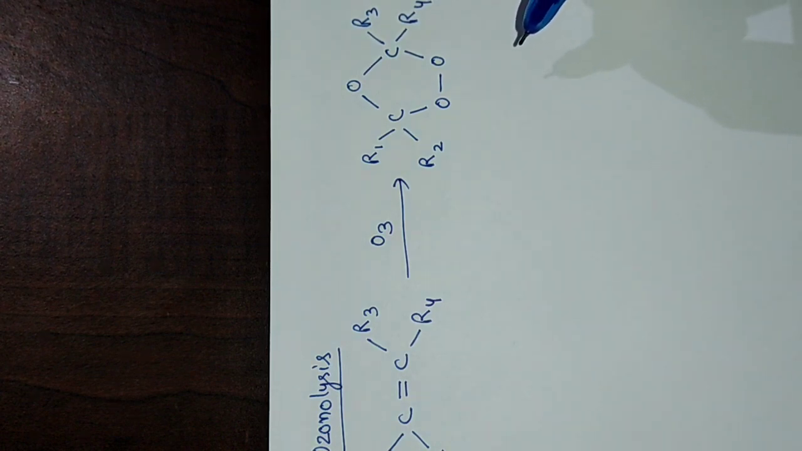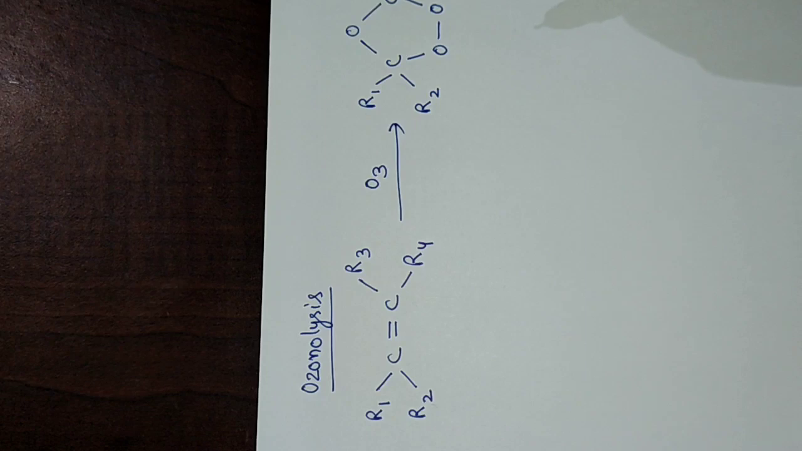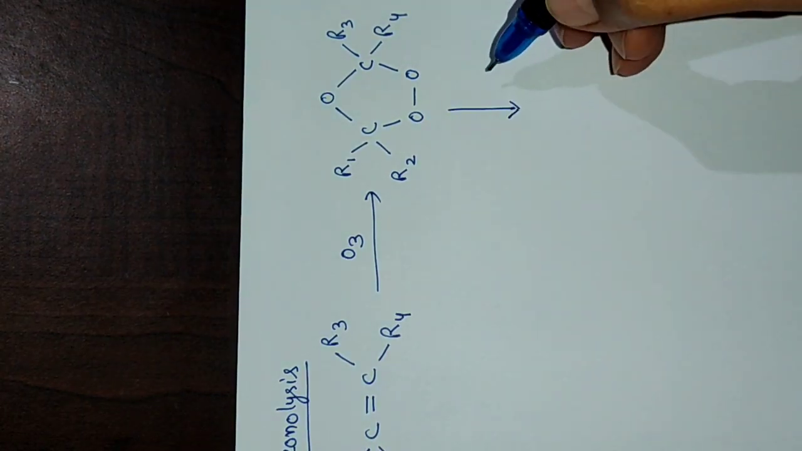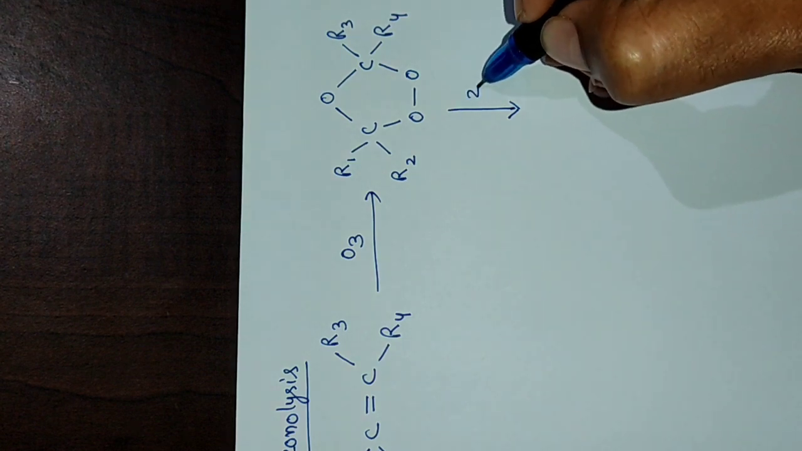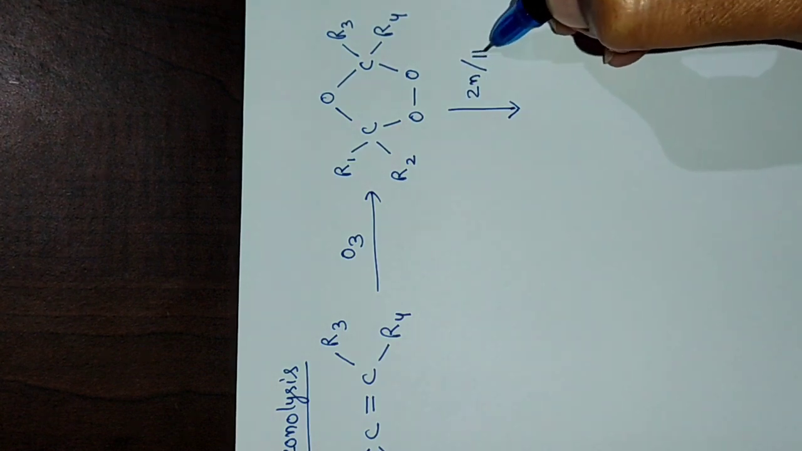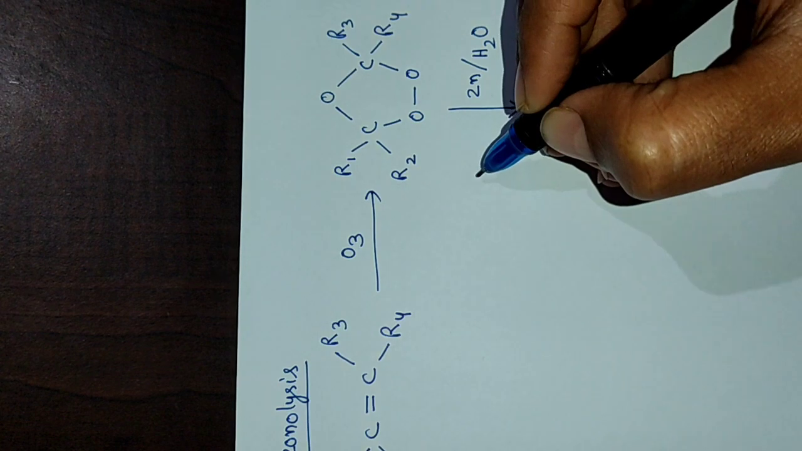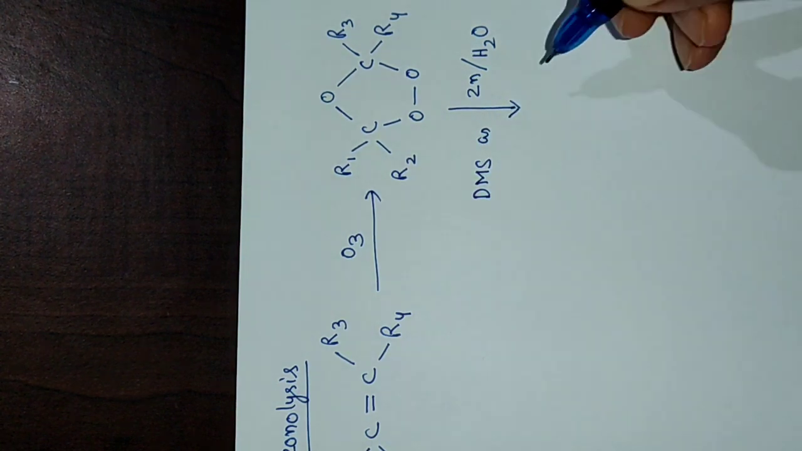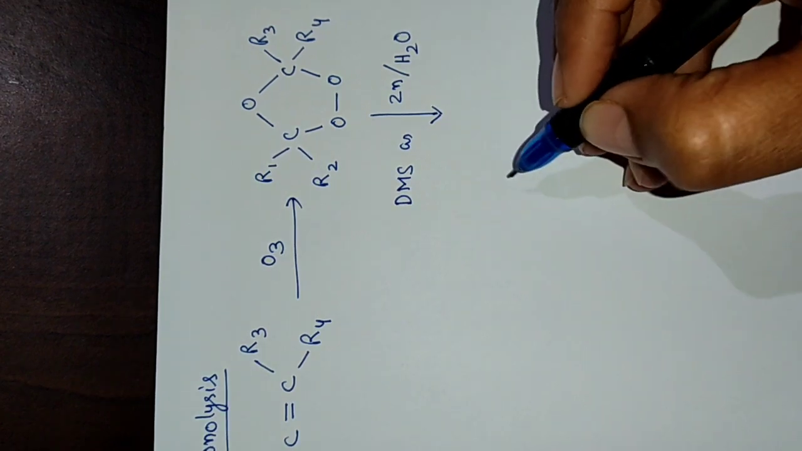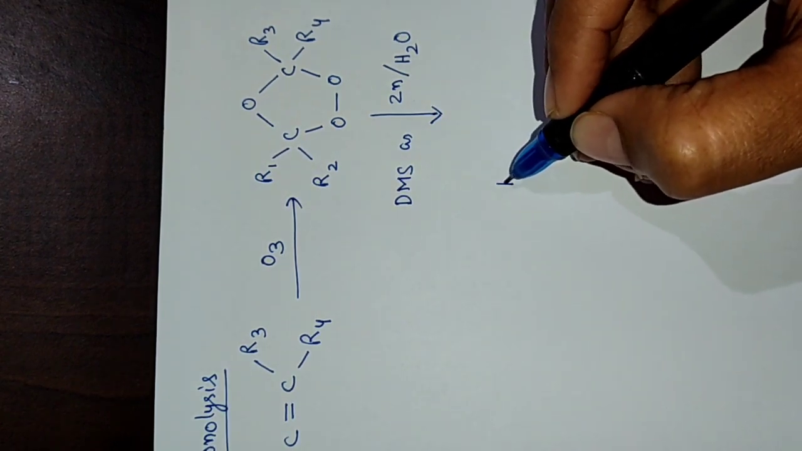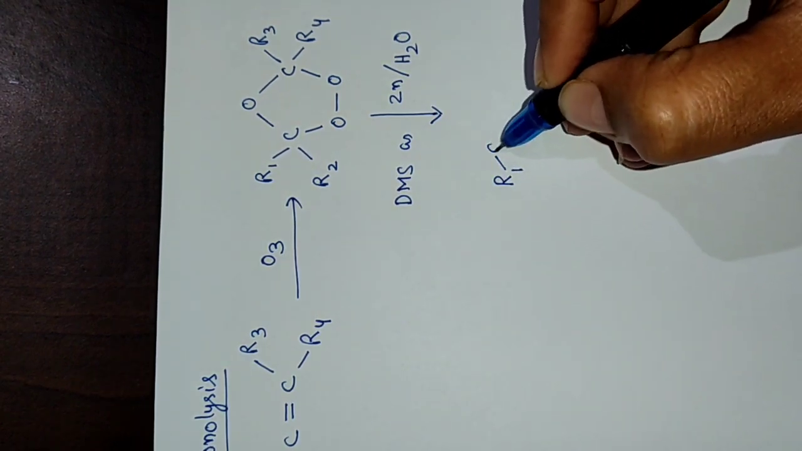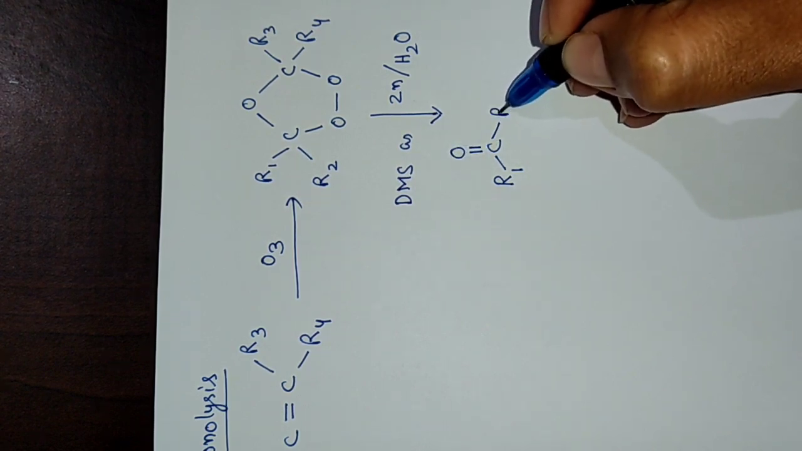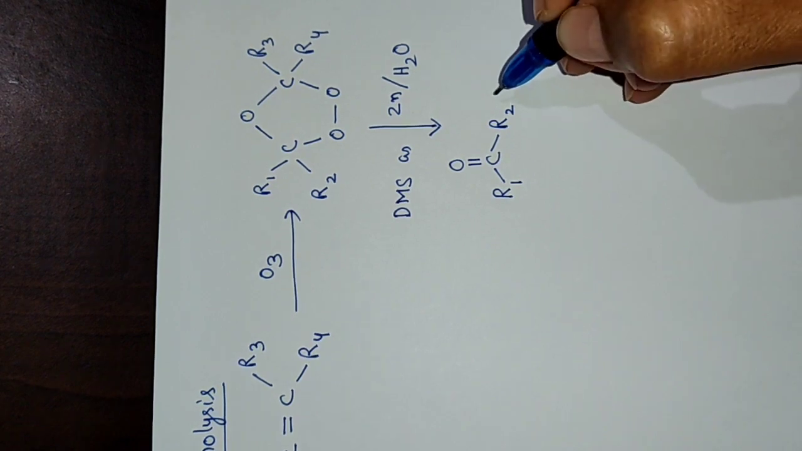First, it will form the alkene ozonide, and then upon applying Zn/H2O or DMS, it will give aldehyde or ketone depending upon the nature of R.